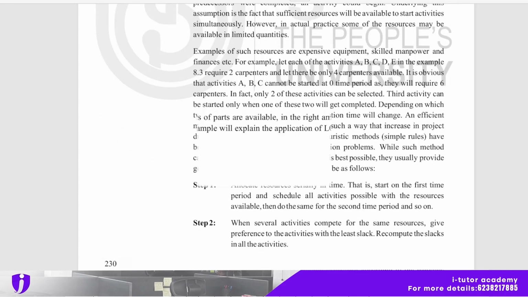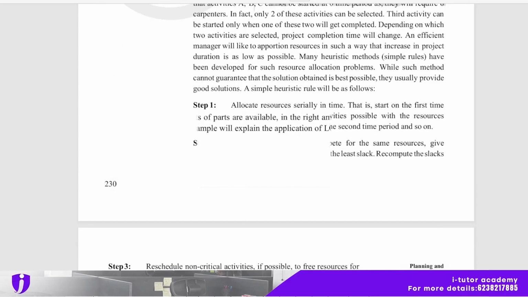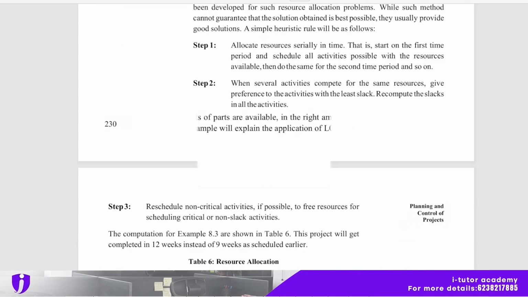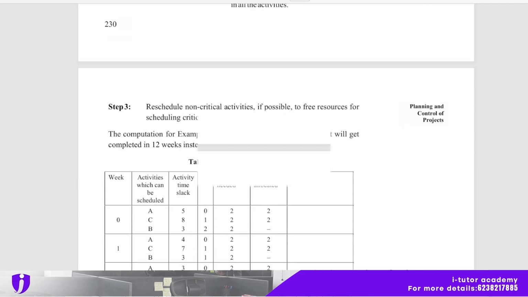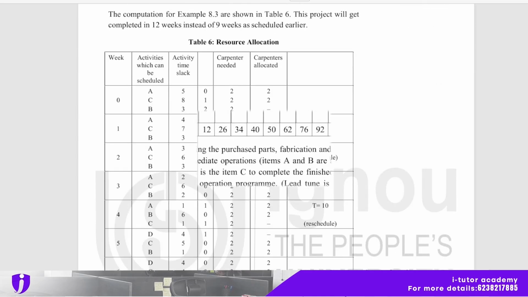For example, let each of the activities A, B, C, D, E in example 8.3 require 2 carpenters, and let there be only 4 carpenters available. So here is an example. Step 1: allocate resources serially in time. Step 2: when several activities compete for the same resource, give preference to the activities with the least slack. Recompute the slacks in all the activities. And step 3: reschedule non-critical activities if possible to free resources for scheduling critical or non-slack activities. So here is table 6, resource allocation.